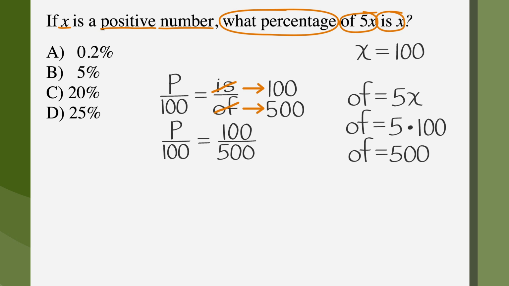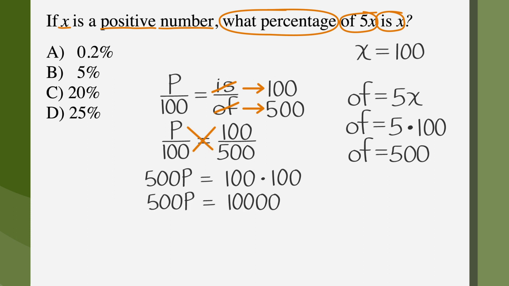We can now cross multiply to solve for p. p times 500 equals 100 times 100. After multiplying, we get 500p equals 10,000. To isolate our variable, we divide both sides by 500, which gives us p equals 20. Just like turning words into equations, when we solve for our variables, the percentage sign comes after the answer as it has already been accounted for. So p equals 20%. And as we know, answer choice C is the correct answer.